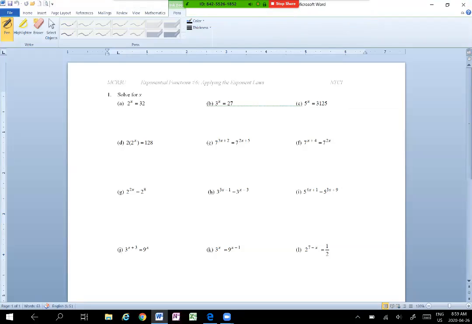And again, we're studying the exponential functions. Last lesson was on the exponent rules. Today, we're going to apply those exponent rules by actually solving exponential equations.